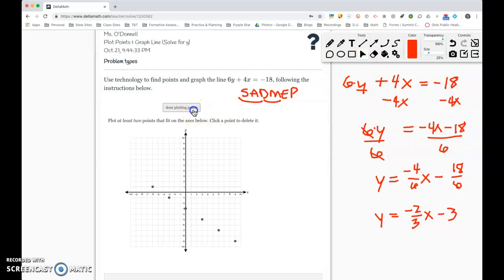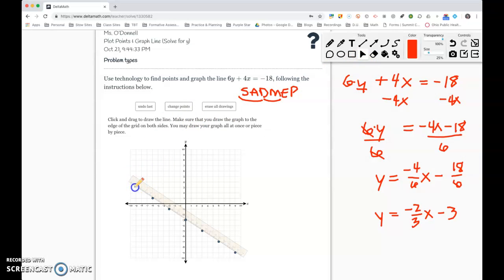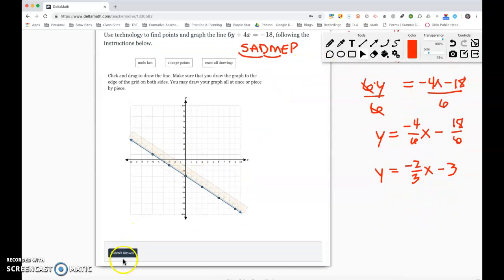Okay, I'm done plotting points. Now I want to grab my ruler and graph. Oh no! Undo. Let me try that again. It's hard to do with the mouse pad. Grab the ruler and plot my line. Oh no! I almost had it until the end. All right, one more time. I'm taking a little break in the middle so I don't have to start over again. All right, there we go. I finally got my line plotted. Go ahead and submit the answer.